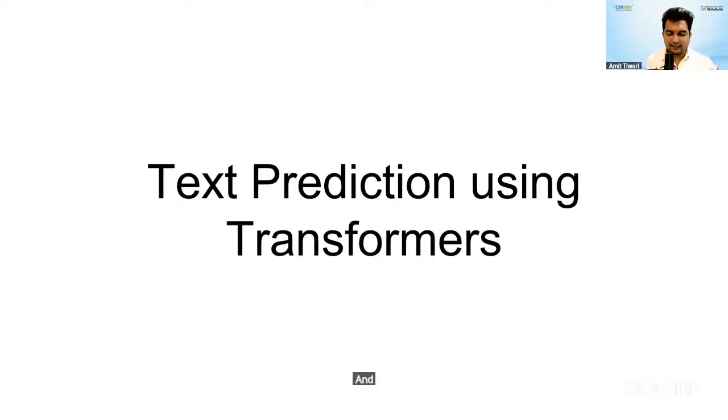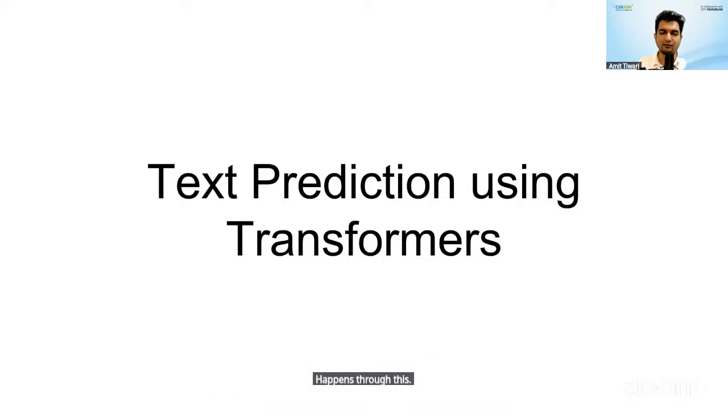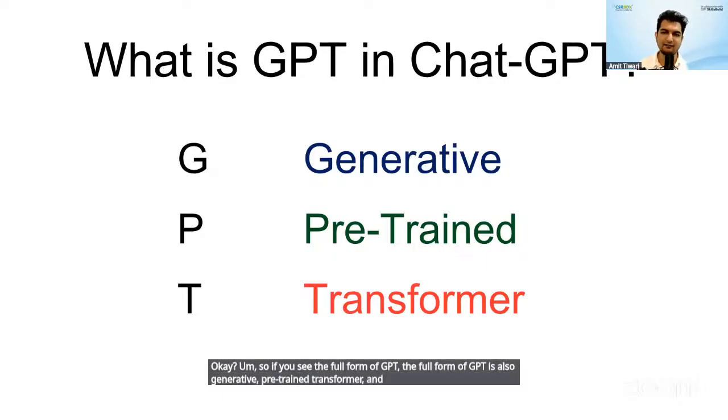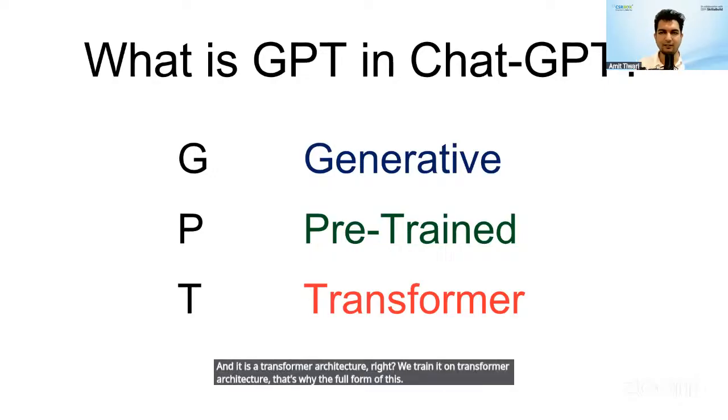And this learning of the English language, or this predicting, happens through an architecture or model called transformers. The full form of GPT is generative pre-trained transformer, and this T here is transformer. So it is a generative model which is pre-trained, that means we train it prior, and it is a transformer architecture, right? We train it on transformer architecture. That's why the full form of GPT is also there.